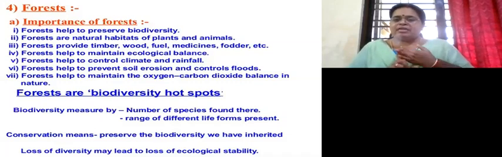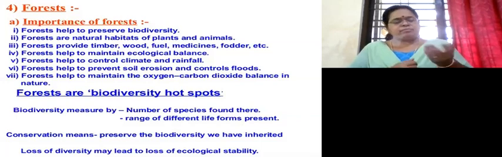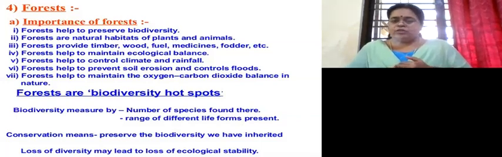Second point, the forests are the natural habitats of plants and animals. Can you imagine what would have happened to our wild animals if forests had not been there? So forests provide a natural habitat, a home, a shelter for the plants and animals. Forests provide timber, wood, fuel, medicines, fodder, etc. They maintain the ecological balance. They help to control the climate and the rainfall. They help to prevent soil erosion and they control floods. They maintain the oxygen carbon dioxide balance in nature. So for all these reasons, forests are called the biodiversity hotspot.